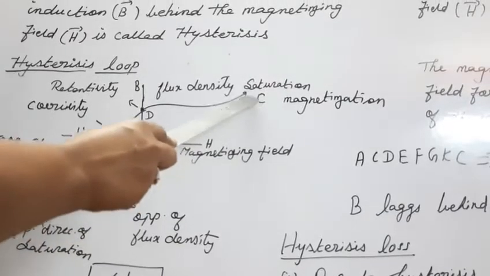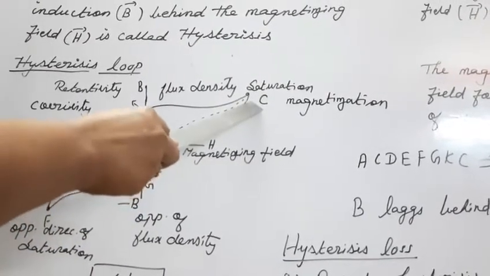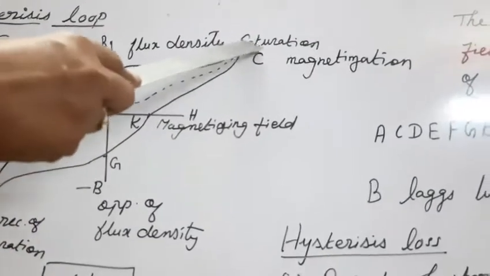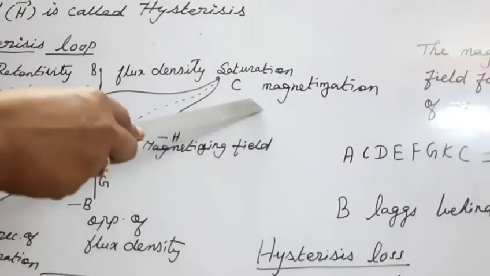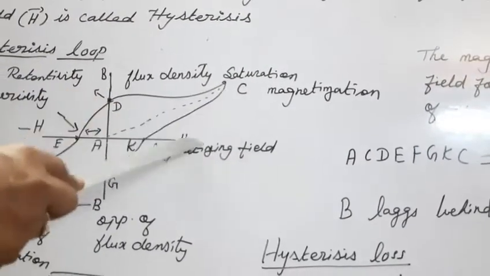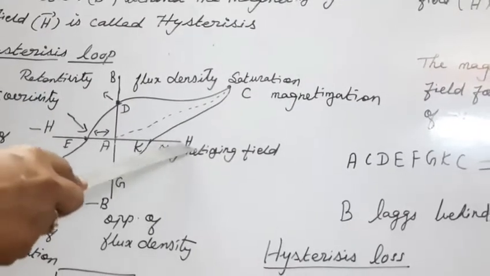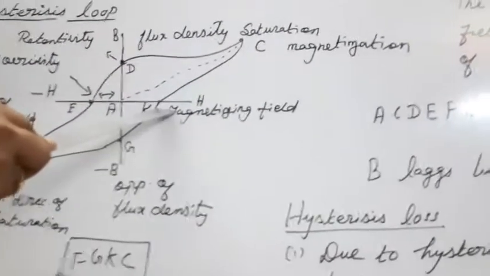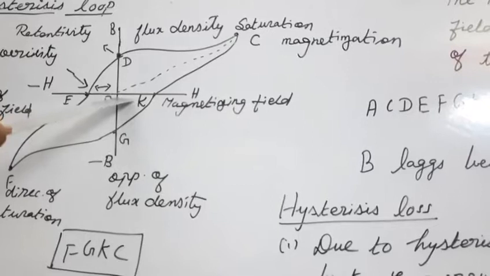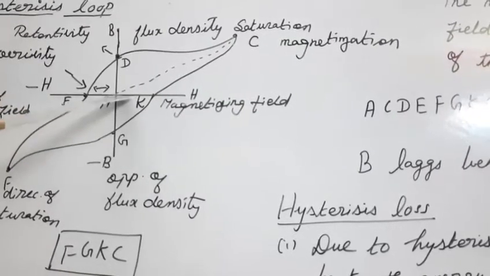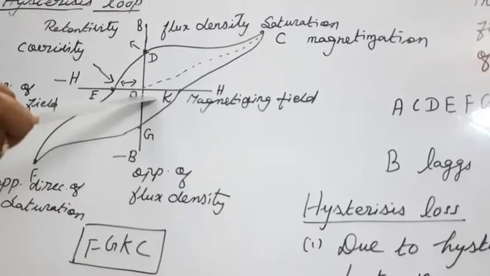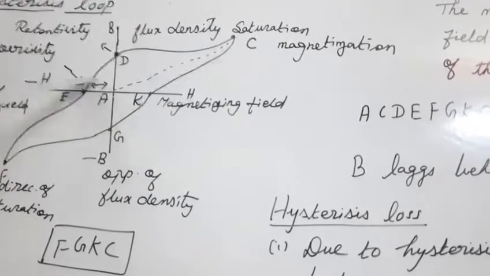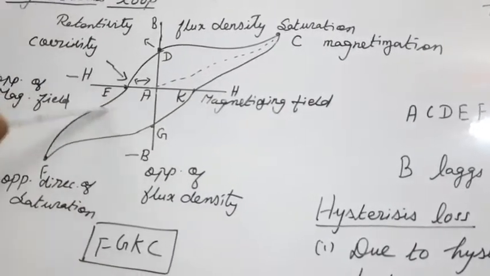The maximum point up to which the material can be magnetized by applying the magnetizing field is called saturation magnetization. If the magnetizing field is now reduced, the magnetic induction also decreases, but along a different path CA. When the magnetizing field is zero, the magnetic induction is not zero and it has a positive value. Some magnetism is left in the material even when H is equal to 0.